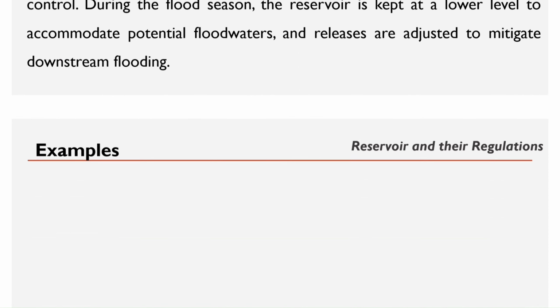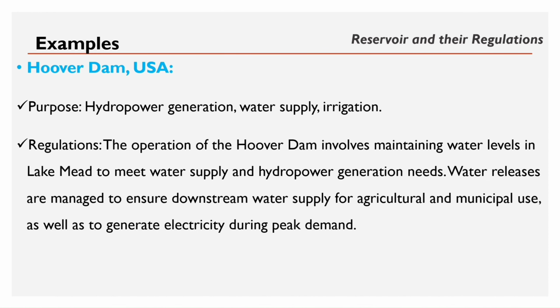Hoover Dam, USA. Purpose: hydropower generation, water supply, irrigation. Regulations: The operation of the Hoover Dam involves maintaining water levels in Lake Mead to meet water supply and hydropower generation needs. Water releases are managed to ensure downstream water supply for agricultural and municipal use, as well as to generate electricity during peak demand.